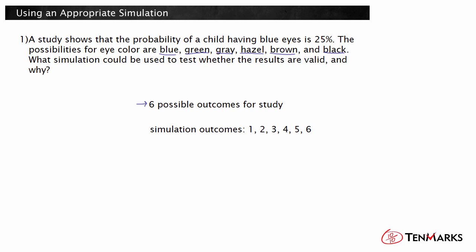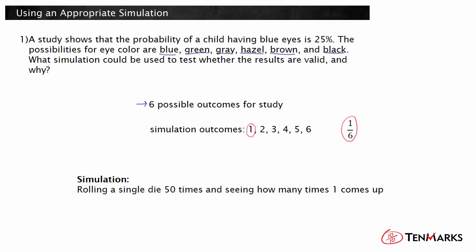In one of these 6 possible outcomes, a 1 is rolled. Therefore, there is a probability of 1/6 for each possible outcome in the simulation. This simulation closely follows the study, as in the study there are 6 possible outcomes. So, an appropriate simulation to help decide if results are valid is rolling a number cube 50 times and seeing how many times 1 comes up.